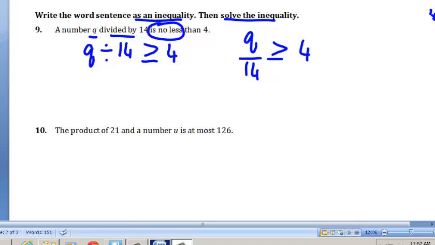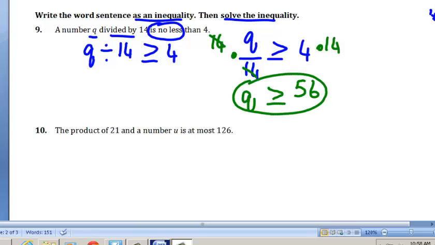How do I undo the 14? I have to multiply on both sides. Again, remember, the 14 is written in the numerator times 14. Numerator, denominator cancel. Q is greater than or equal to 56. There you go. We've written the inequality and solved it. Let's move on to the next one.